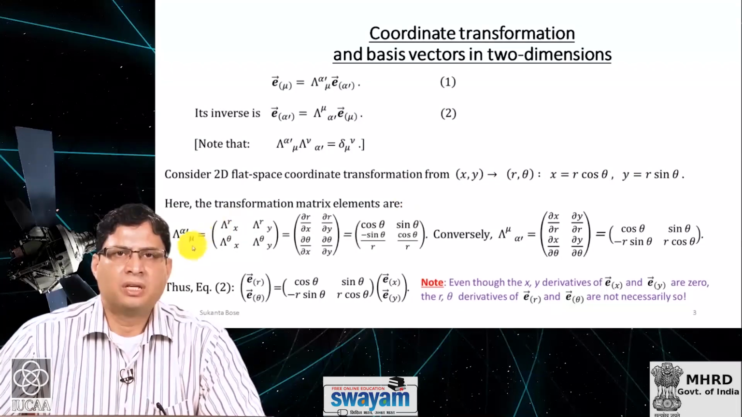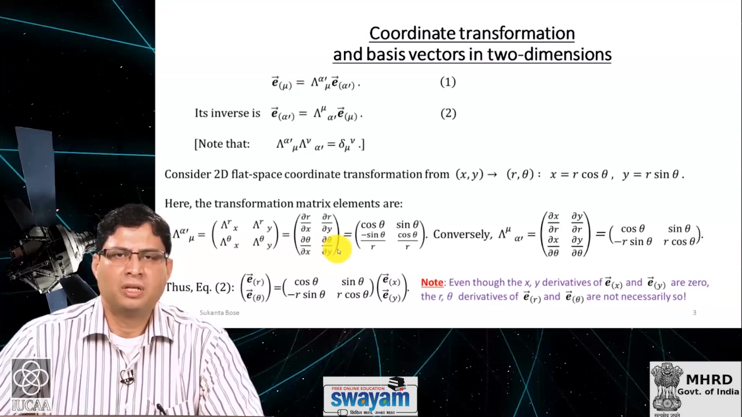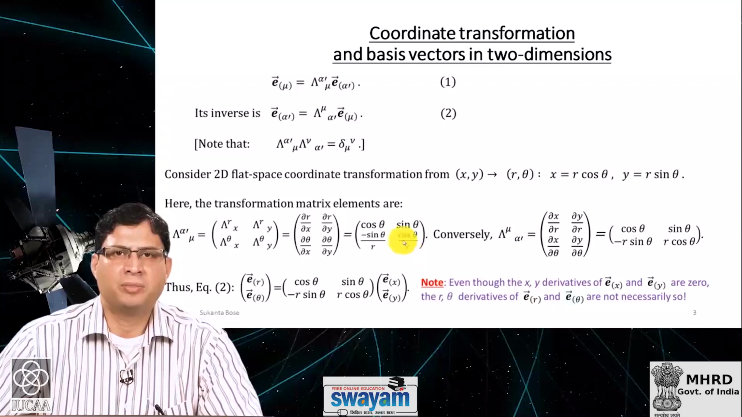Knowing that the elements of this transformation matrix lambda alpha prime mu are ultimately just derivatives of the r and theta coordinates with respect to the x and y coordinates respectively, you can tap into this coordinate transformation equation to work out that all of the elements of this transformation matrix are as simple as given in this final matrix, namely cosine theta, sine theta, and then negative sine theta divided by r, and finally cosine theta divided by r.